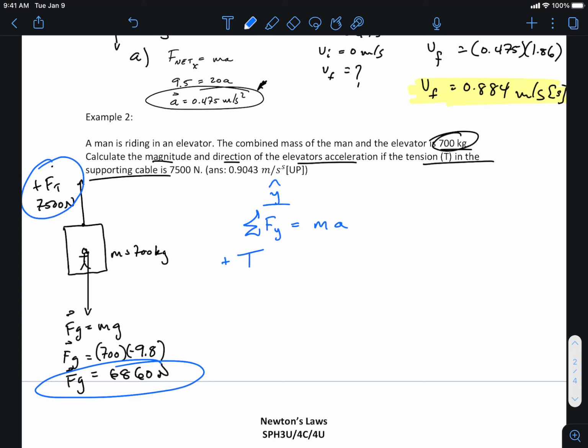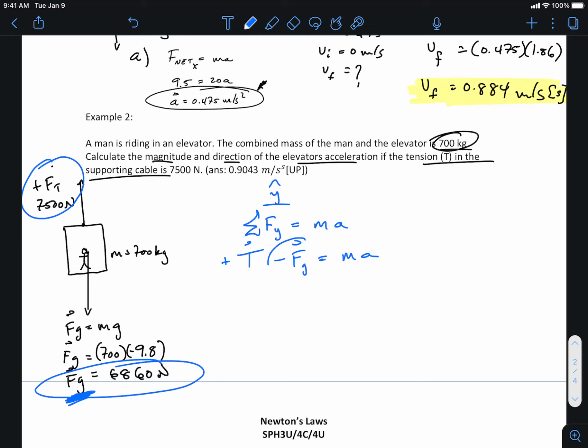How you choose to label each of these forces is up to you guys. I'm just giving you the most typical. T is typically tension. Force of gravity is always minus Fg pretty much, right? And that has to be equal to M times A.